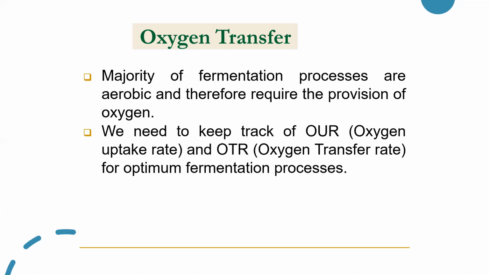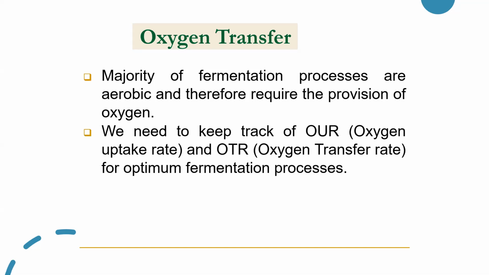So as we know that majority of the fermentation processes are aerobic, that means they require oxygen. So to maintain the balance of oxygen, we need to know two terms. What is OUR and what is OTR? OTR is defined as how much amount of oxygen you are transferring in the bioreactors. And OUR is defined as the rate of uptake of oxygen by the microbes in the reactors, right? So these two parameters, OUR and OTR, should be in balance. Then only our microbes will be growing to an optimum strength and giving us good production.